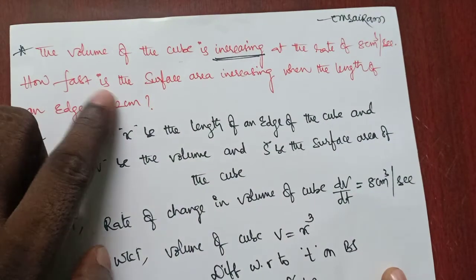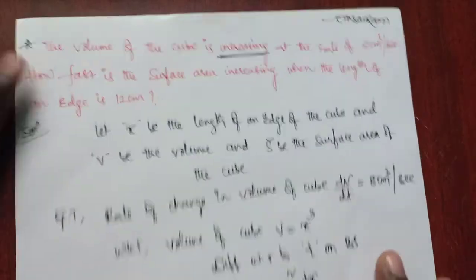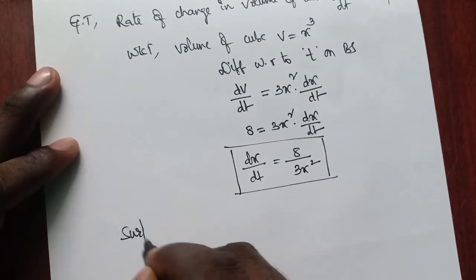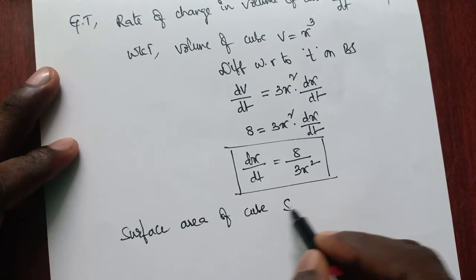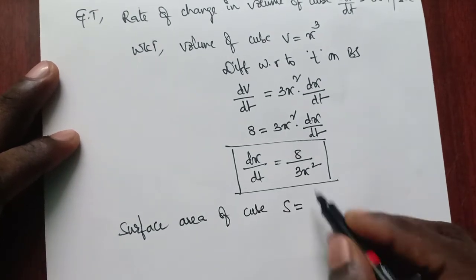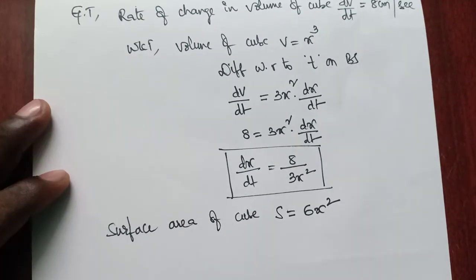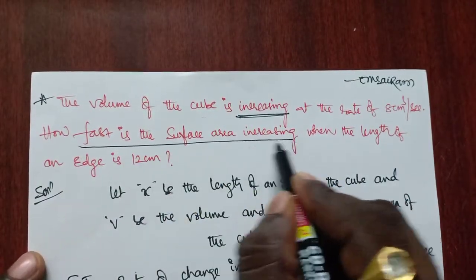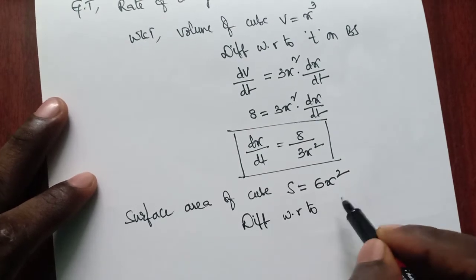And again the question is, how fast is the surface area increasing? We need to find the rate of change in surface area. So firstly, what is the surface area of a cube? S equals 6x square. Now we need to find how fast the surface area is increasing. Increasing means rate of change, so we need to differentiate with respect to t on both sides.